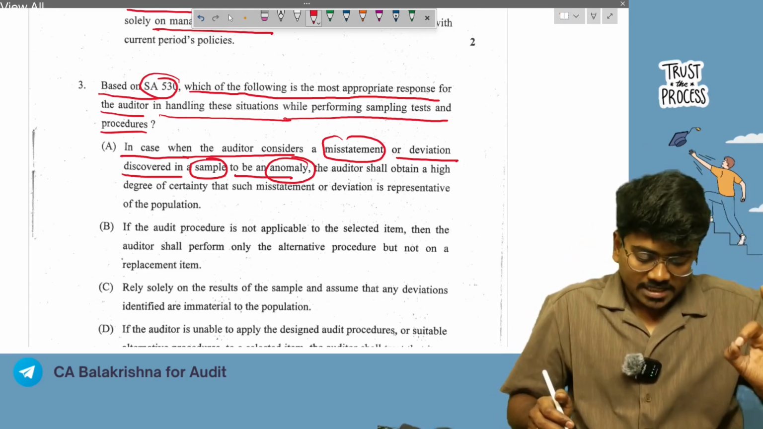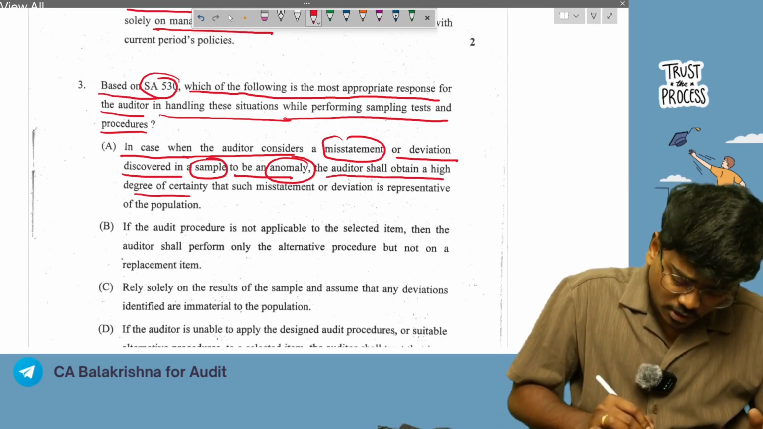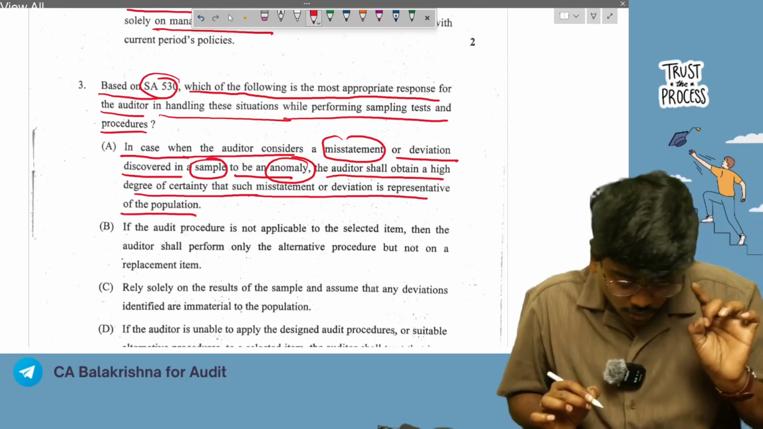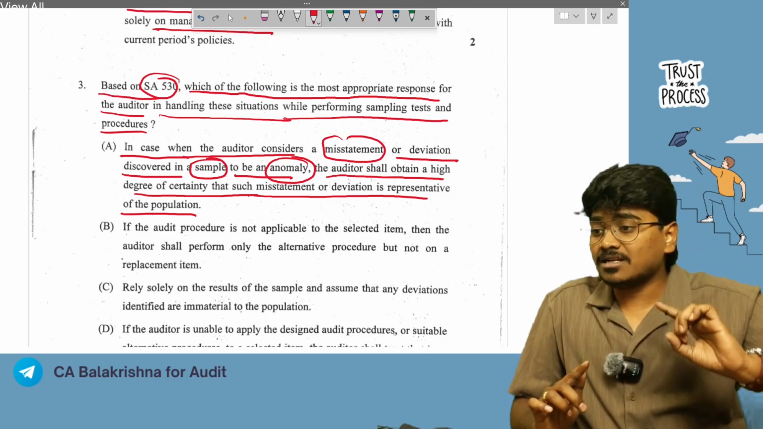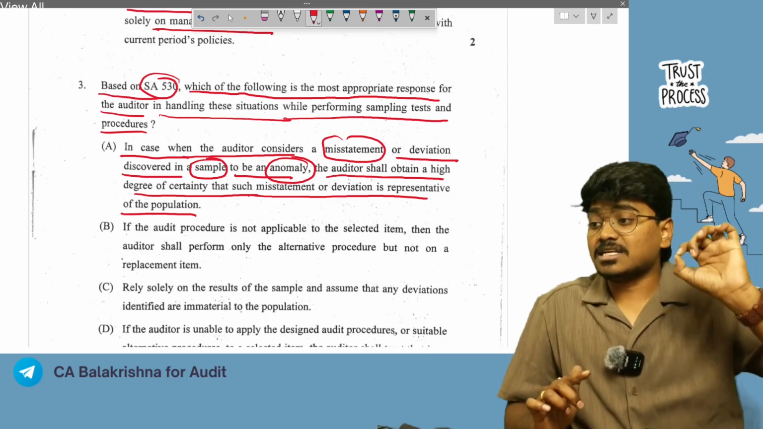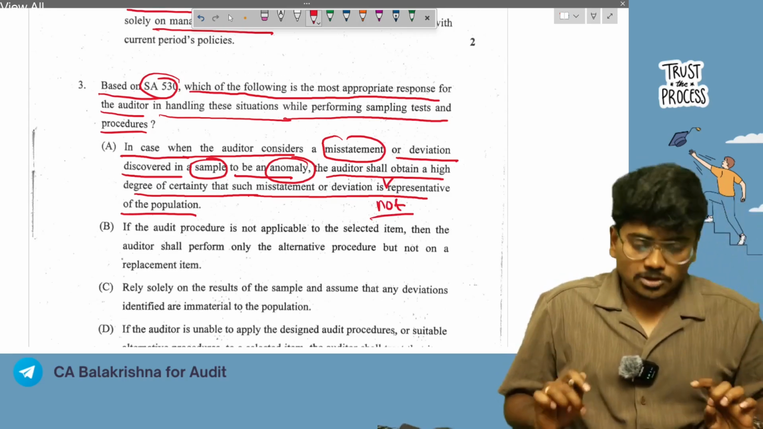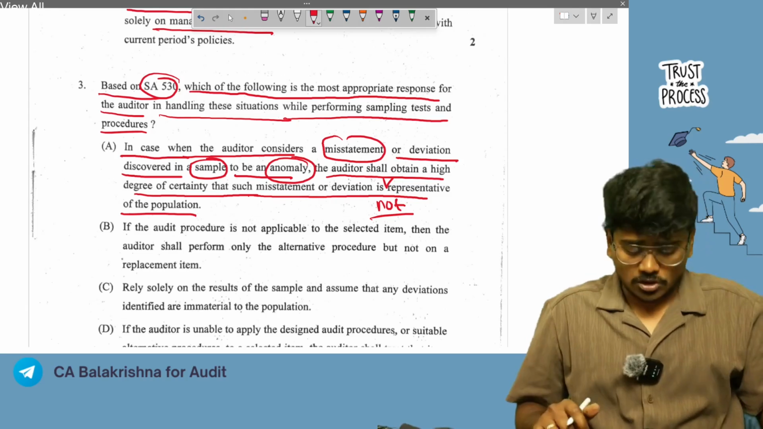Now, if the auditor discovers that a misstatement is an anomaly, the auditor shall obtain a high degree of certainty that such misstatement or deviation is representative of the population. No, this is wrong. He needs to obtain a high degree of certainty that such misstatement or deviation is not representative of the population. Okay, they have missed the term not. So this is not the correct option.